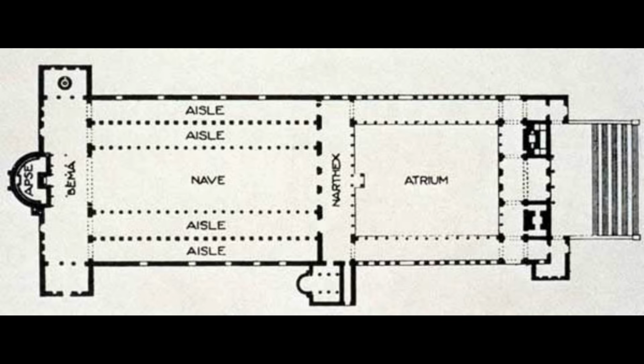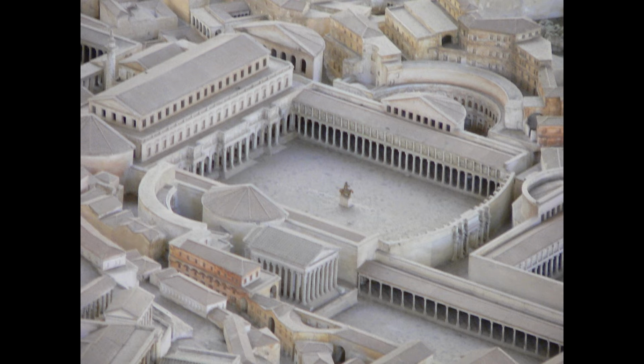whole site plan. The church was so large that over 1,000 people can attend Mass at the same time, which made it known as the most important church in Rome.